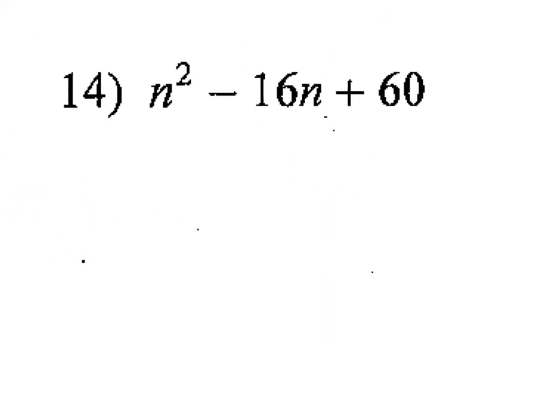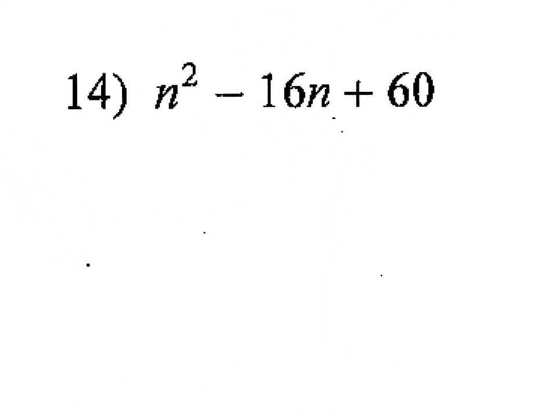Okay, so in this guy, I've got a 1 out front, so I'm just looking for factors of 60 that add up to 16, in this case, negative 16. So when we think about our signs, it's either positive, positive or negative, negative. It's going to have to be that negative, negative combo.